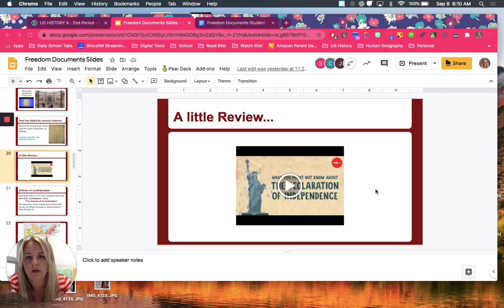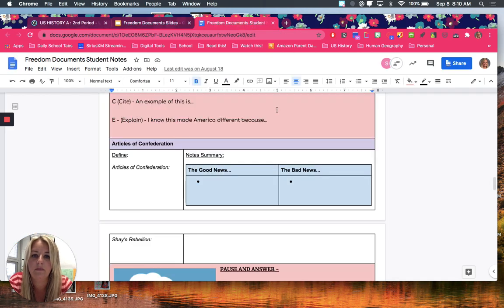Hey everybody, welcome back. Today we're going to dive into the Articles of Confederation, which is our first constitution here in the US. And then we're also going to talk about our transition to the US Constitution, which we have now. So if you haven't, go ahead and pull up the note sheet from yesterday.